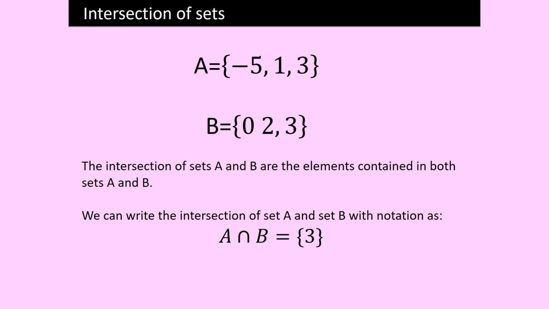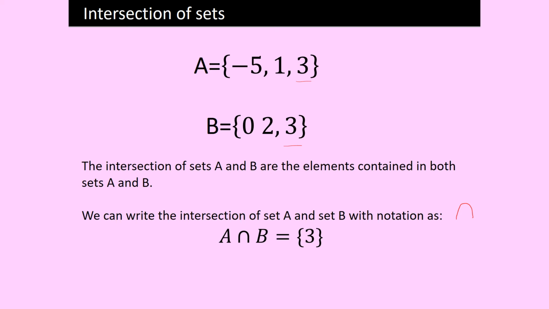The intersection of sets. Say we had two sets, A and B. The intersection of sets A and B are the elements contained in both sets A and B. So we can write the intersection of set A and set B with the notation intersection as this kind of upside down U. So this means B intersect A is equal to 3. Because in A you've got a 3, and in B you've got a 3.